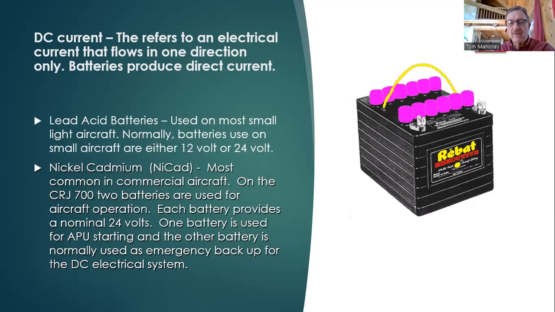On the CRJ 700, we have two batteries that are used for aircraft operation. Each battery produces a nominal 24 volts. One battery on the CRJ is used for starting the APU, and the other battery is used as emergency backup for the DC electrical system. So you can always think of a battery, when it's not operating or functioning, as being an electrical emergency source for the DC side of the electrical system on a jet airliner. Okay.